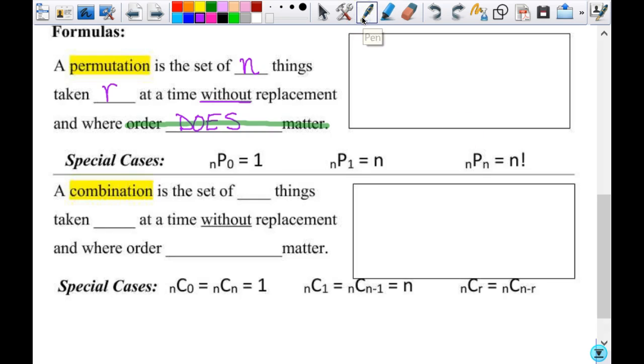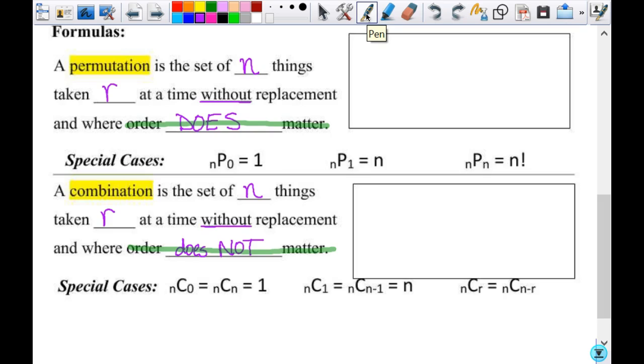Combination, we'll fill in the formulas here in a second. A combination is a set of n things, also taken r at a time. So n is the total number, r is how many I'm using at a time, and again, without replacement, and where order does not matter. And I want you to highlight, order does not matter.